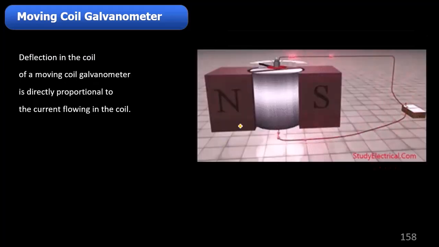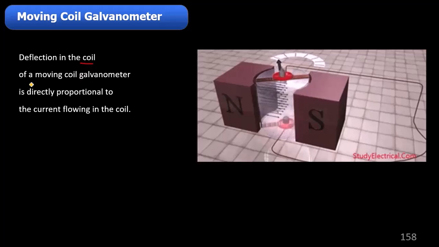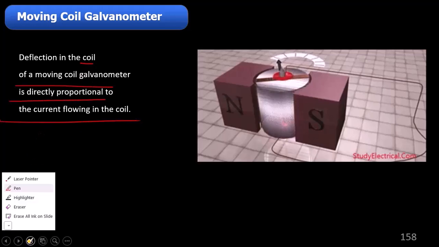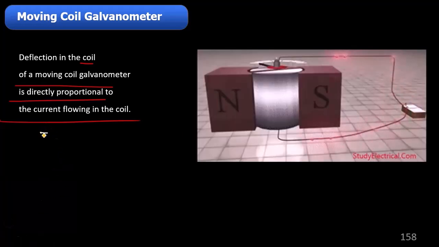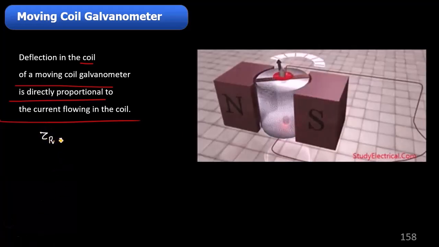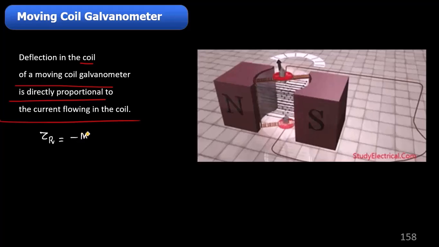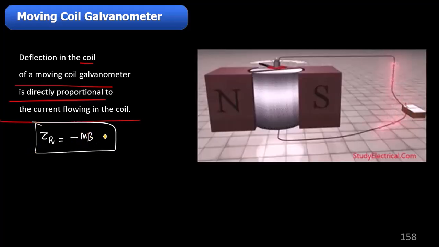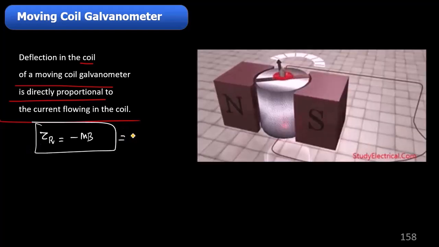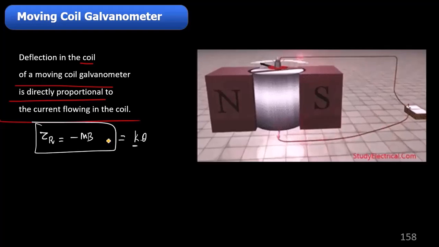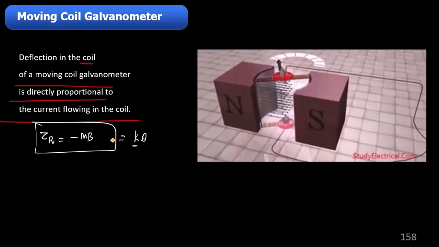So the deflection in the coil of a moving coil galvanometer is directly proportional to the current flowing through the coil. Why? The resting torque we are applying, TR, the resting torque, equals simply minus NIAB, because that is the torque developed inside the coil, and that equals some K into theta. What is K? K is the restoring torque constant for the spring.